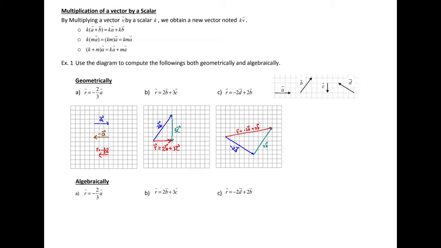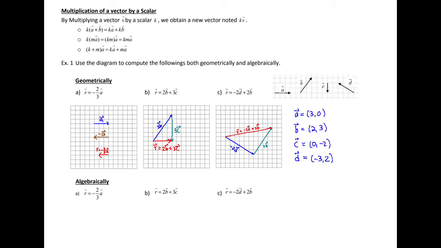Now, we have to find those resultant vectors again, but this time we're going to do it algebraically. That means first, we have to find the algebraic vectors for vectors a, b, c, and d. In order to find the algebraic vectors, they have to be position vectors. That means the tail is always at the origin, and we're going to define the coordinates for the head. So a will be (3, 0), vector b will be (2, 3), vector c will be (0, -2), and vector d will be (-3, 2).